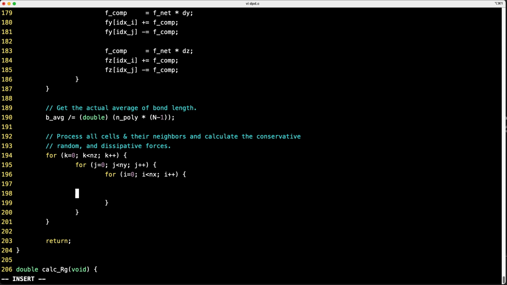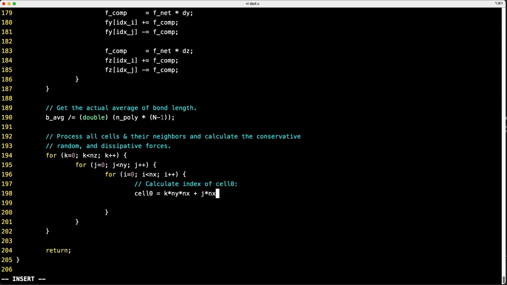So when we do that, now for each value of these integers i, j, and k, we can calculate the index of cell 0 based on these, right? So cell 0 would be, let's get it in this order: k times ny times nx plus j times nx. So the stride in the z direction, which is those big blocks, plus i. So now we've got a unique identifier for our cell on the basis of these indices. So that's good.